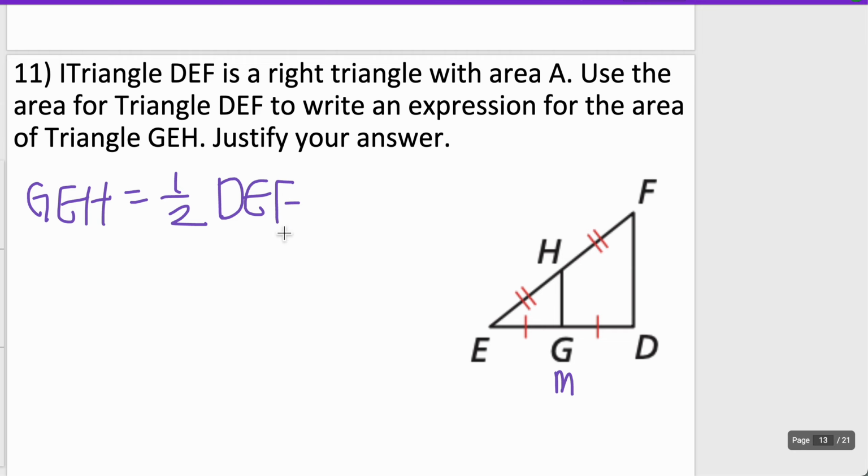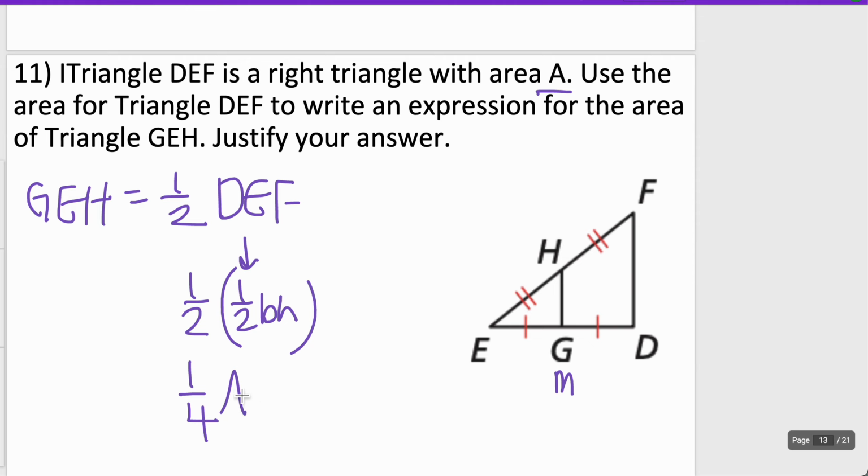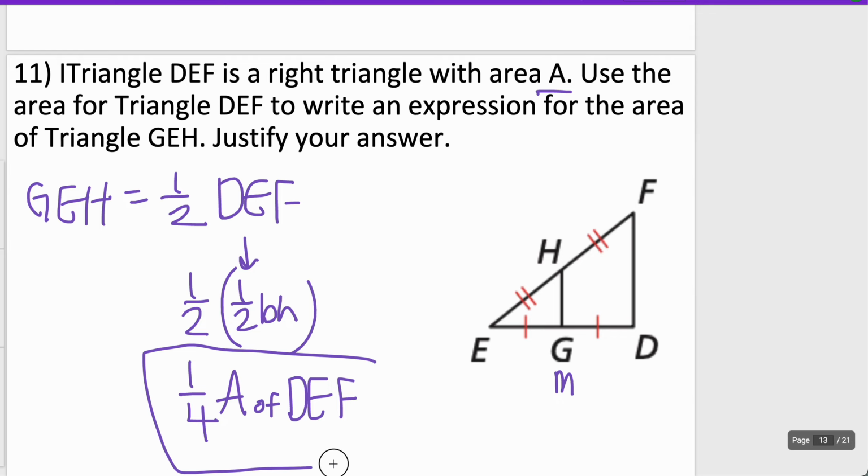Well, to try and find the area of DEF, we would use 1/2 base times height. But then you have to find half of that. So really, area A would be, GEH's would be 1/4 of the area of DEF, because 1/2 times 1/2 would give you that 1/4.